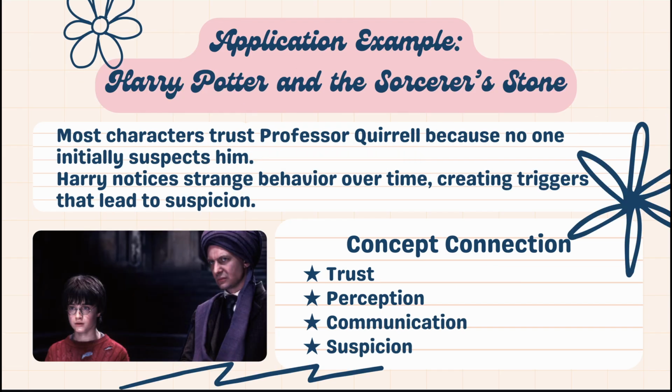Another example of truth default theory can be seen in Harry Potter and the Sorcerer's Stone. At first, most characters assume Professor Quirrell is trustworthy. Nobody immediately thinks he has bad intentions because trust is the default. But as strange things start happening, Harry begins noticing behaviors that seem inconsistent. Those inconsistencies act as triggers that slowly create suspicion. I think this example fits really well because it shows how people usually do not question someone's intentions until something feels off.